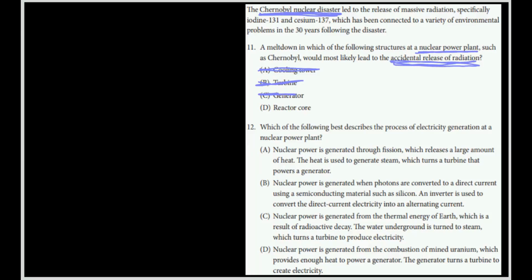And then the only thing left is the reactor, which luckily is the place where the radioactive isotopes are stored. And I'm just going to write that on here in case you guys are rewatching these videos to prepare for the AP exam. You'll have that little tidbit there.